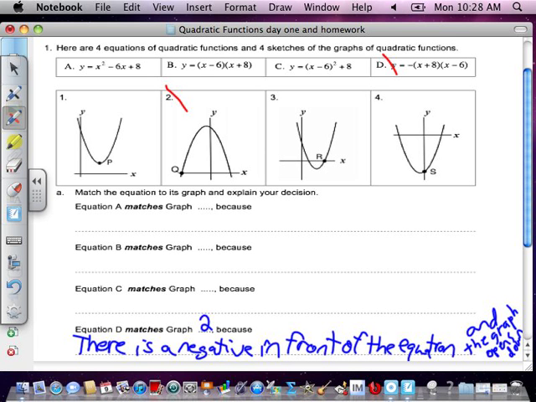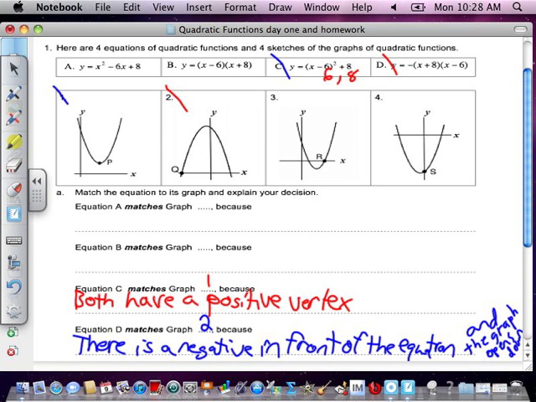Well, I know the vertex is going to be 6, 8. It's the opposite of H, K. Which one of them looks like it's a positive and a positive? So I go here. Now, this one's down. This one I go positive X, but I go down Y. So it's going to be number 1. So C goes with 1. Both have a positive vertex. Okay. So now I've used C and 1.